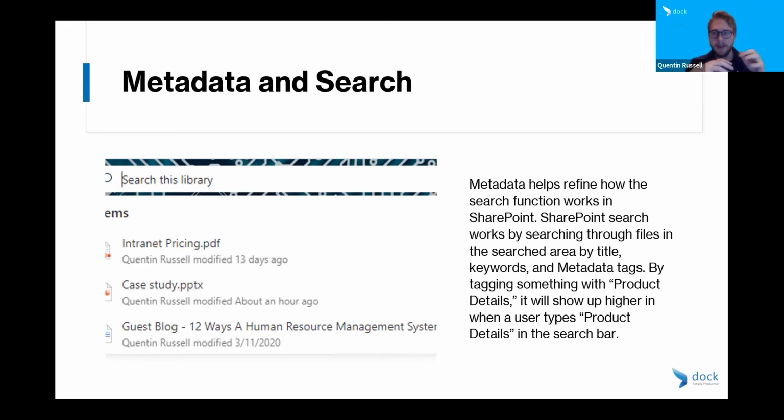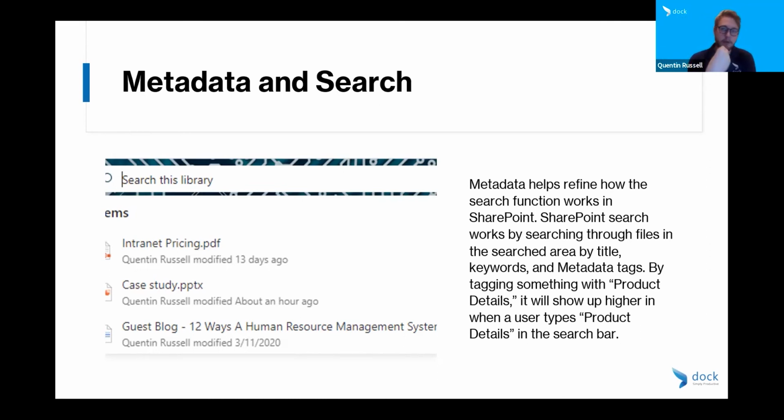So basically, if you want people to be able to find a certain document a certain way, and you don't want to use the phrase over and over again within the document, then use metadata tags to say, well, this is important for this. This is what this is labeled as. This is how I want this to be labeled.